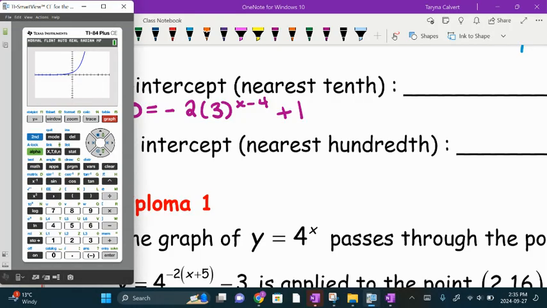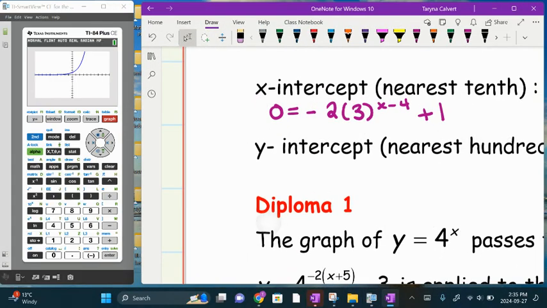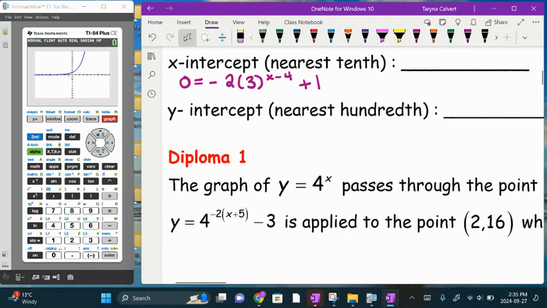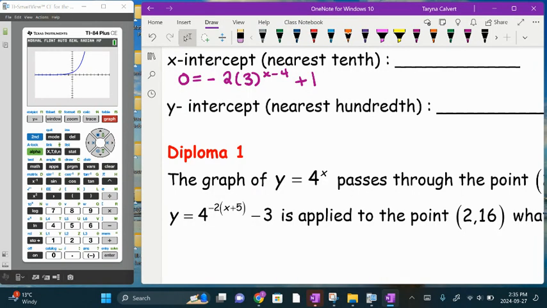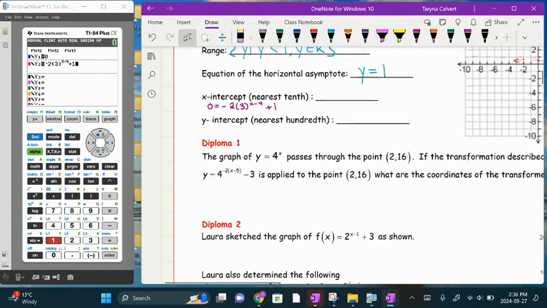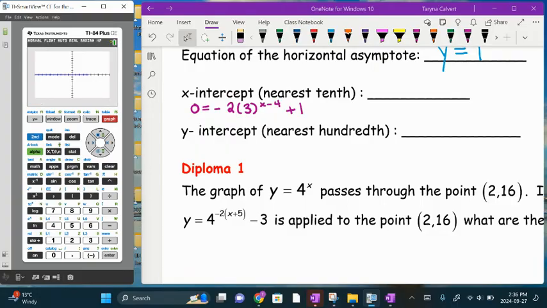So we grab our calculator. So I promise you, chapter 8, you can actually do this whole thing without the calculator. But right now we can't. So then you would go, I just do left-hand side, right-hand side. So one side is 0, the other side is -2 times 3 to the exponent of x minus 4 plus 1. Did I type that in right? Yes. So graph.